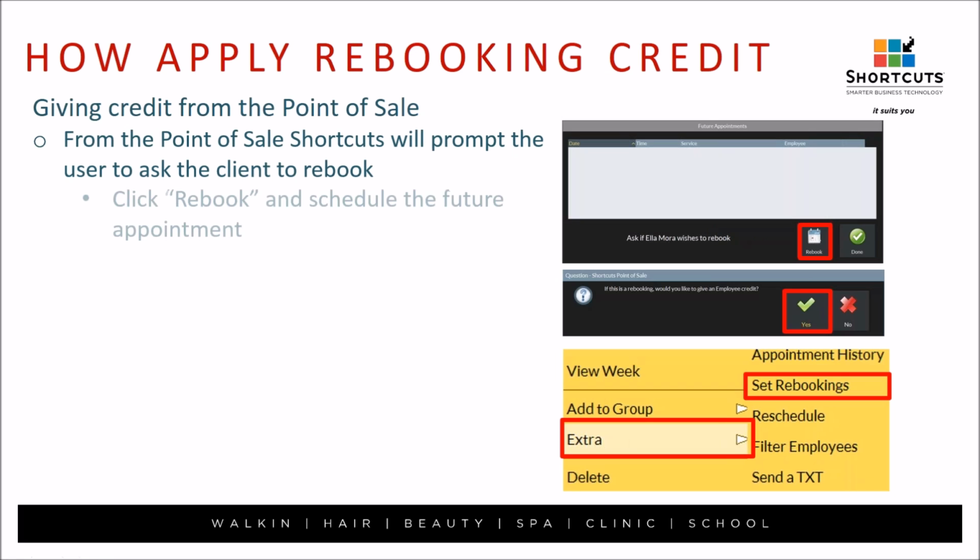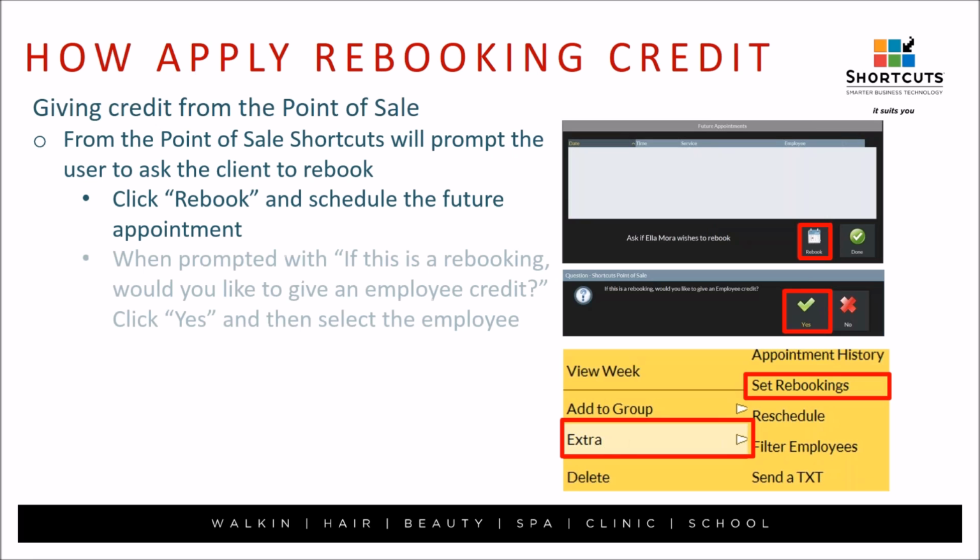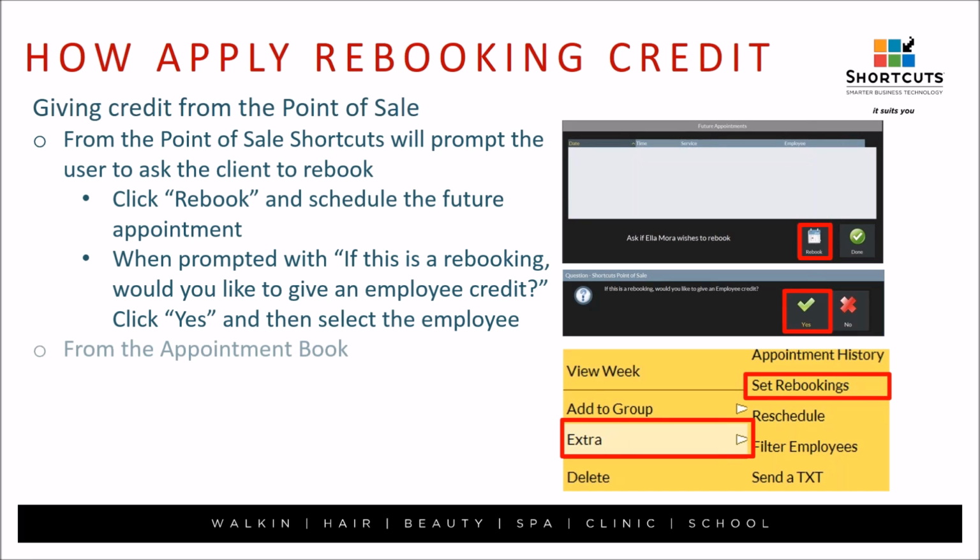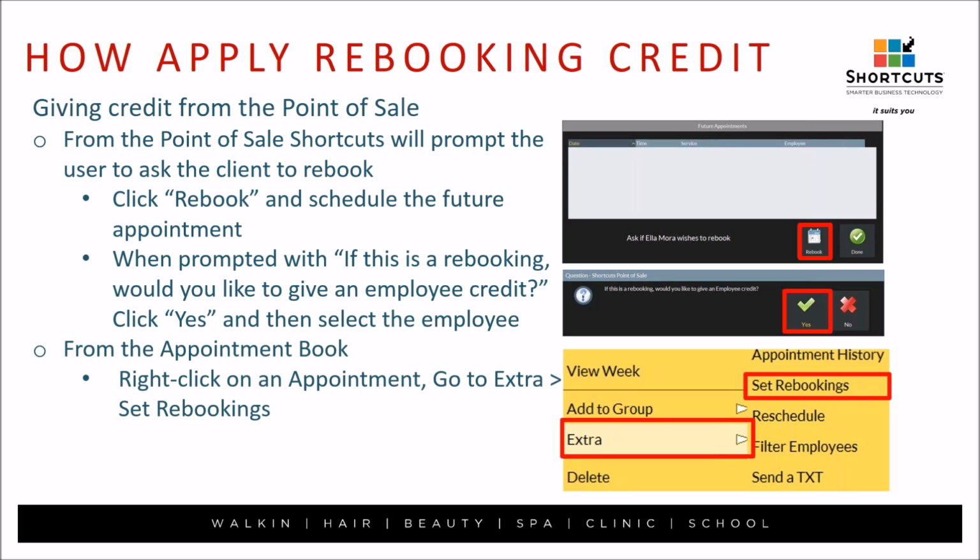Okay, so how do we apply a rebooking credit? If you're not already doing so, this is how we would do it. One option is to give credit from the point of sale, which is where that rebooking prompt appears. From the point of sale, shortcuts will prompt the user to ask the client to rebook. So this is what the screen will look like.